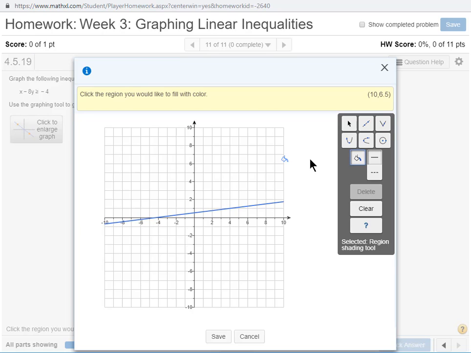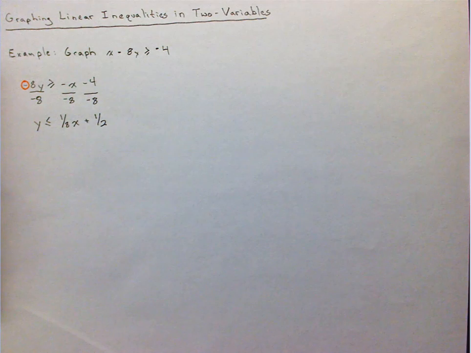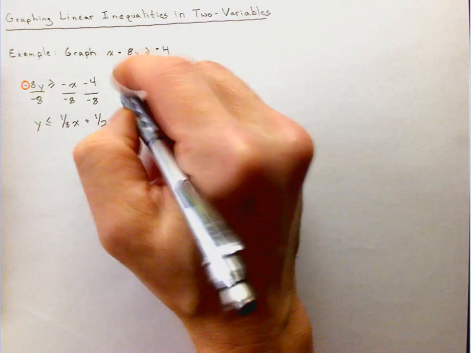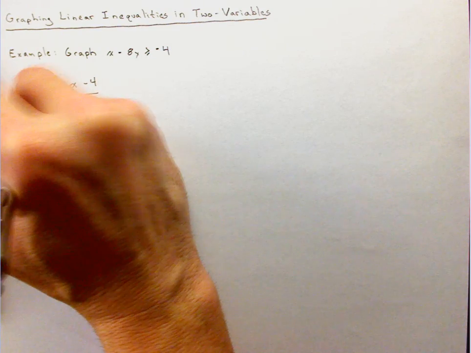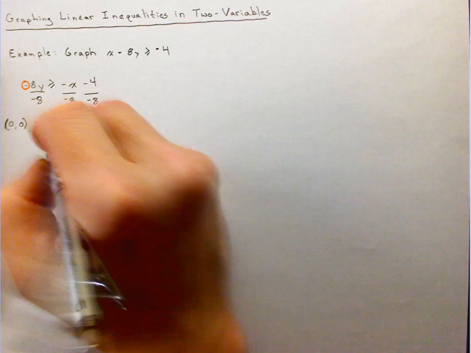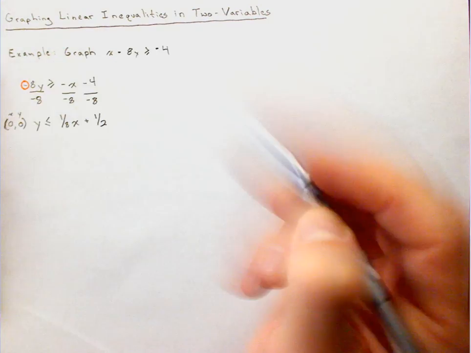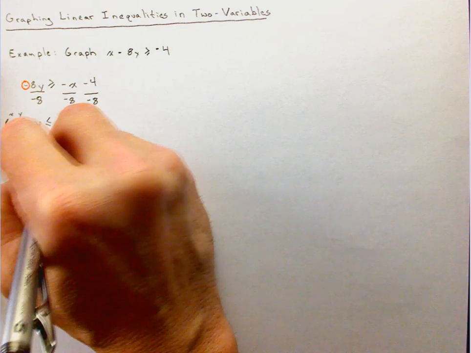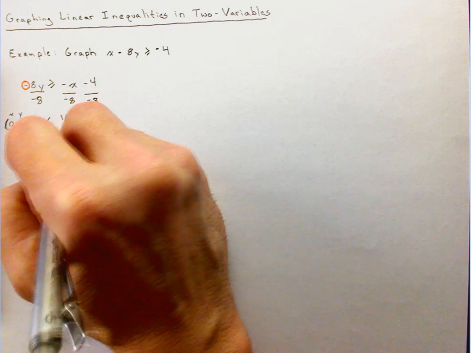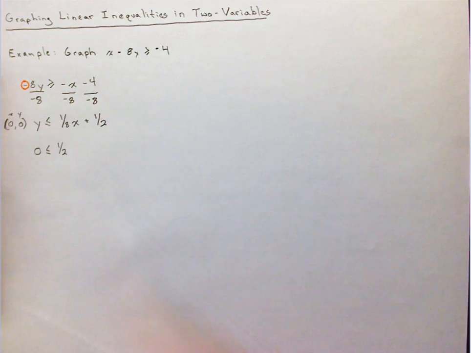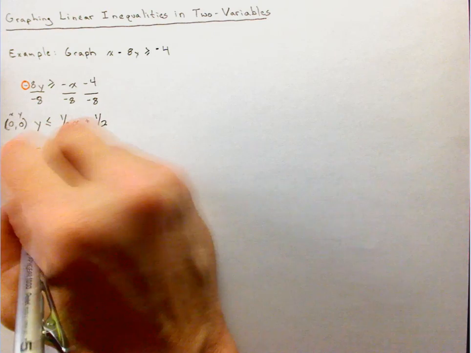I'm going to fill in down here or up here. With that, I need to evaluate. After I have it graphed, I can look at it and say, okay, 0, 0, the origin, is not on the line. And that's the point I choose. I could choose any other point, but the math is easy with that. Again, this is x and this is y for my coordinates. So I end up with 0 is less than or equal to, well, 1/8 times 0 is 0, so 0 is less than or equal to 1/2. Yes, that is a true statement.